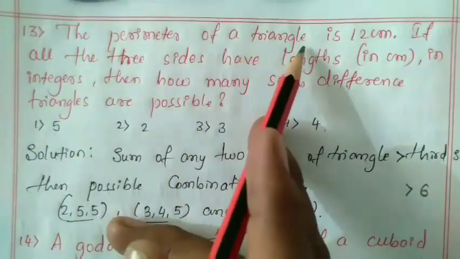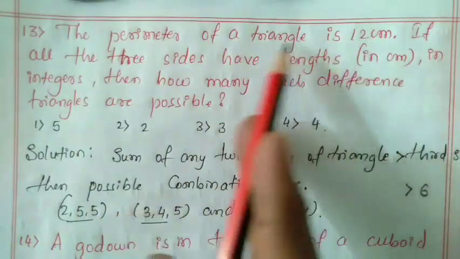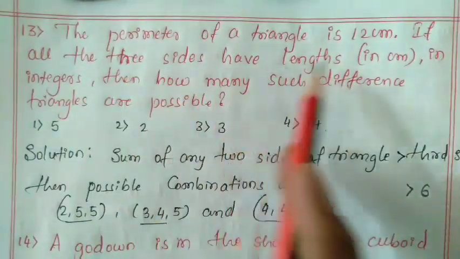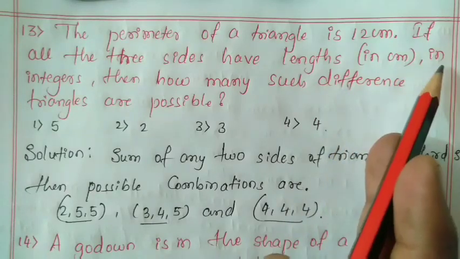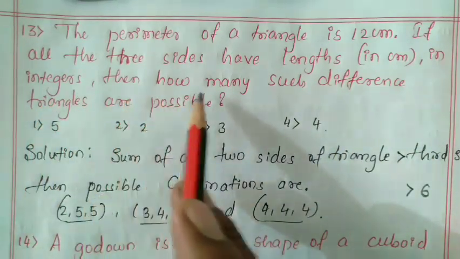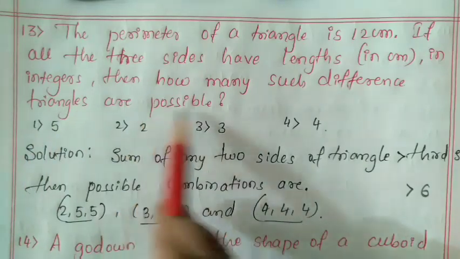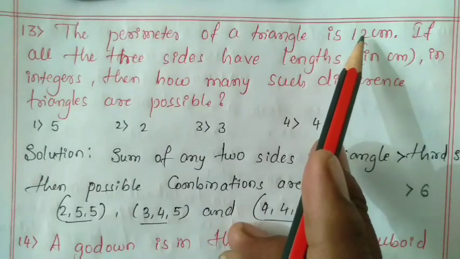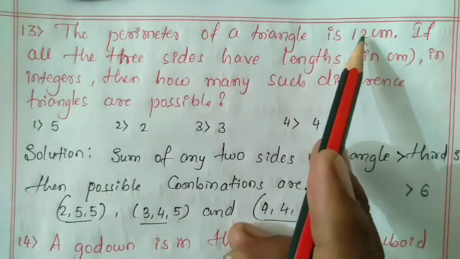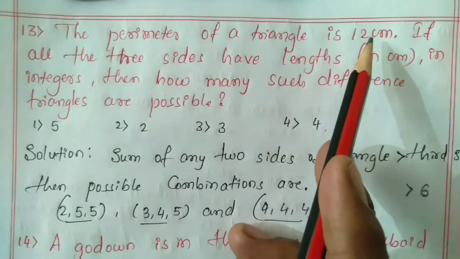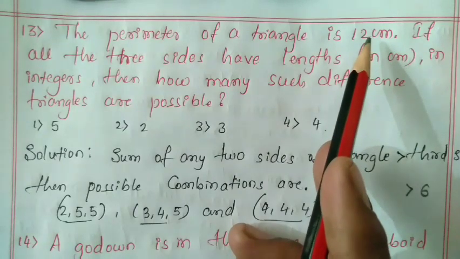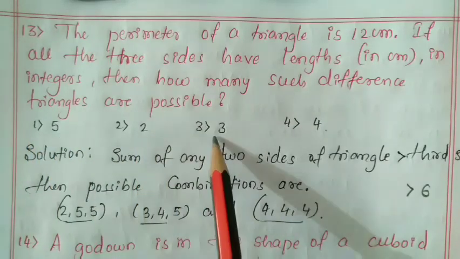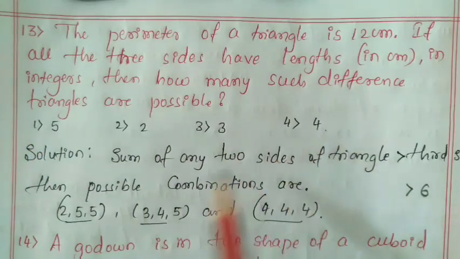The question is: the perimeter of a triangle is 12 centimeters. The perimeter of the triangle is given, that is 12 centimeters. If all three sides have lengths in centimeters in integers, then how many such different triangles are possible? If you have a perimeter of 12, how many triangles can you make? This is the question. The options are: first one is 5, second one is 2, third one is 3, and fourth one is 4.